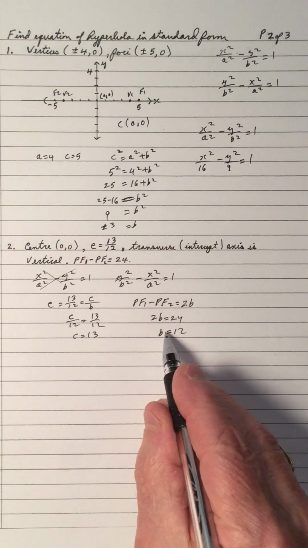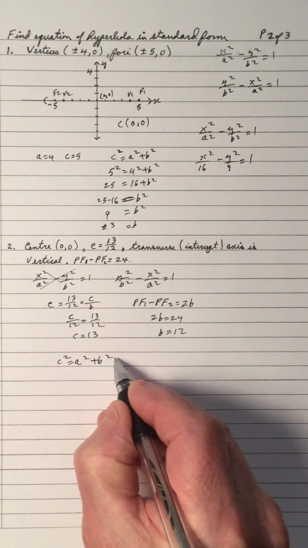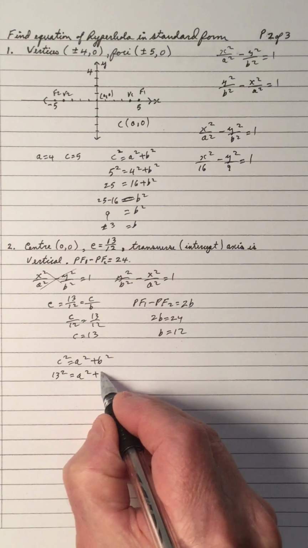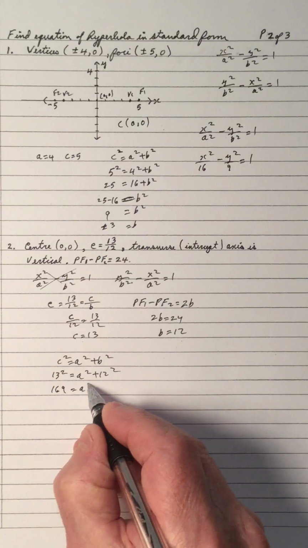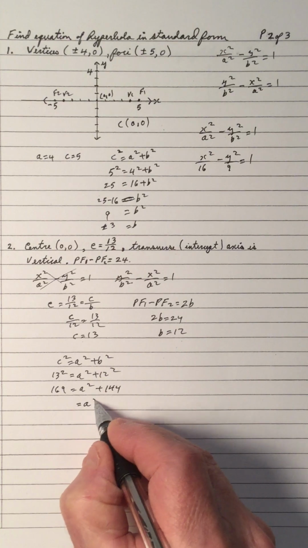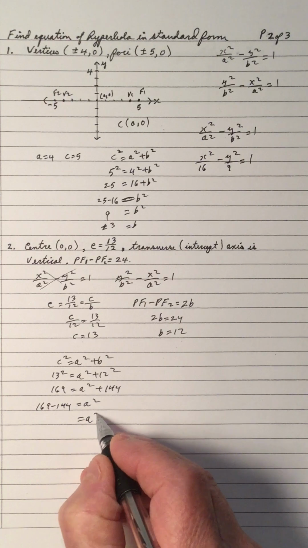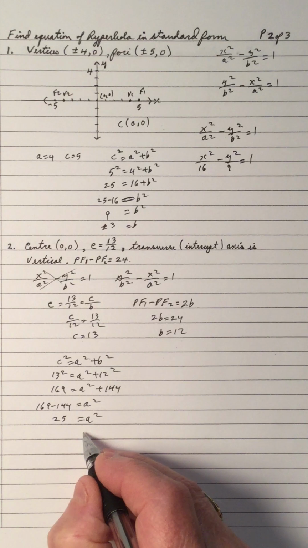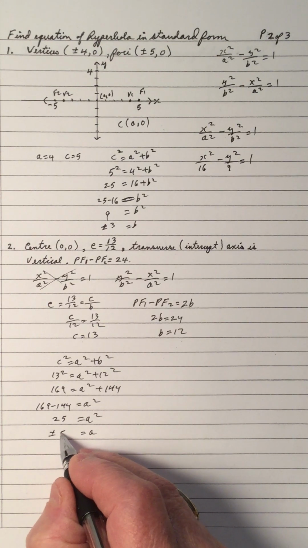So we have b and c, and we need a. C squared is a squared plus b squared. So we have 13 squared, which is 169, equals a squared plus 12 squared, and b is 12, so 12 squared is 144. So a squared is 169 minus 144. When you subtract, you get 25, and I'll just take the square root of it. The square root of 25 is plus or minus 5.